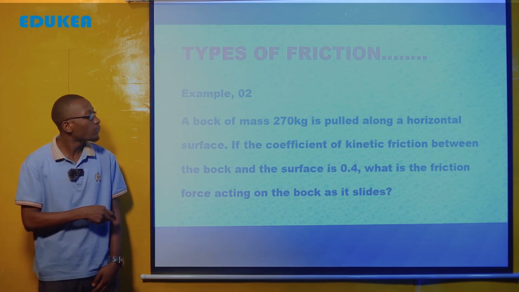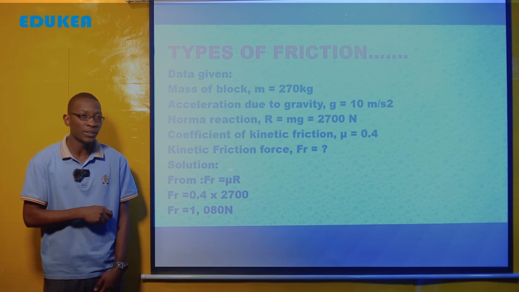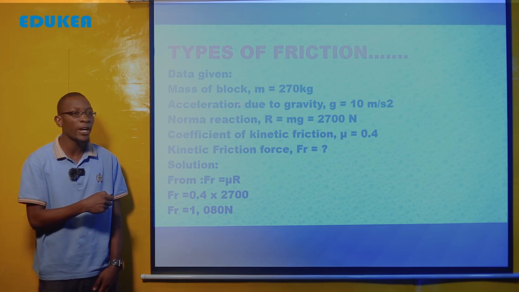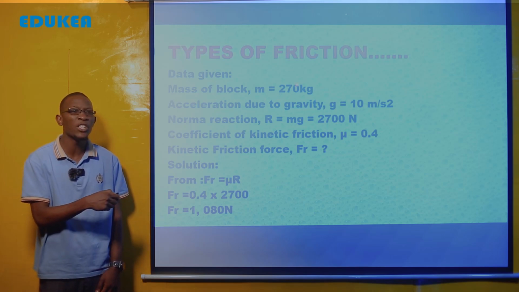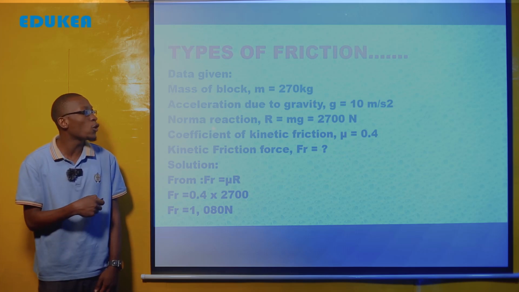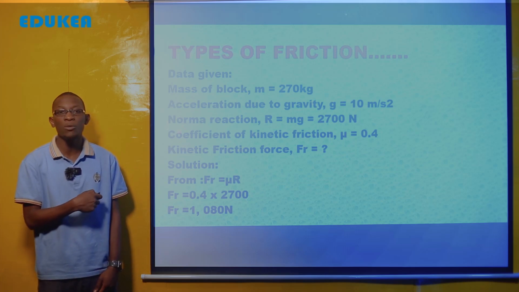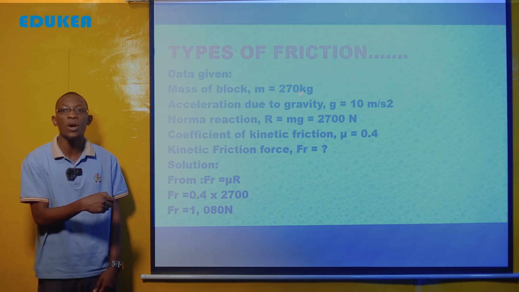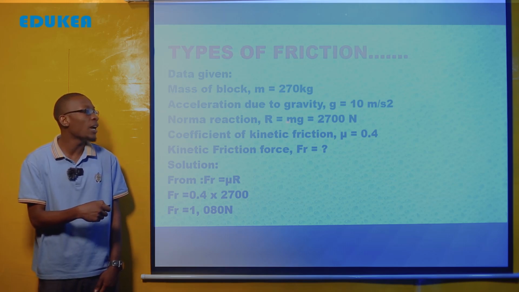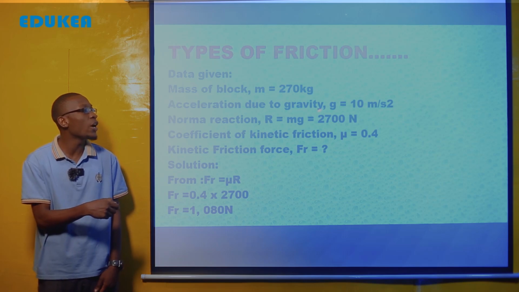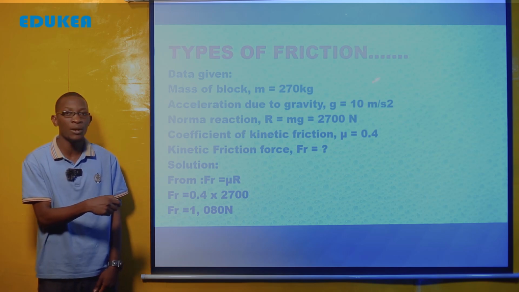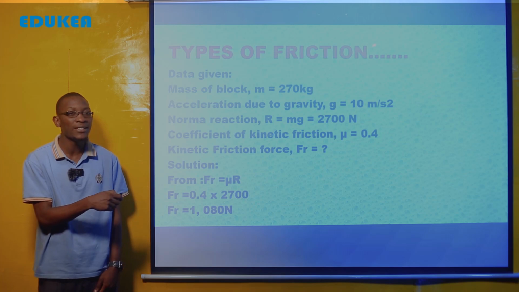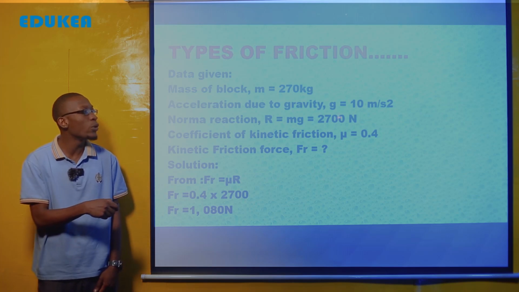We have a data given from here. The mass of block M, which is equal to 270 kg. Thereafter we have a normal reaction. What we obtain normal reaction? Normal reaction tunaipataje? Tulisema normal reaction is equal to mg or weight of the body, ambapo ni sawasawa m ni 270 times g ambayo ni 10 newtons per kilograms. Once 270 times 10 newtons per kilograms, we get 2700 newton. This is the normal reaction.